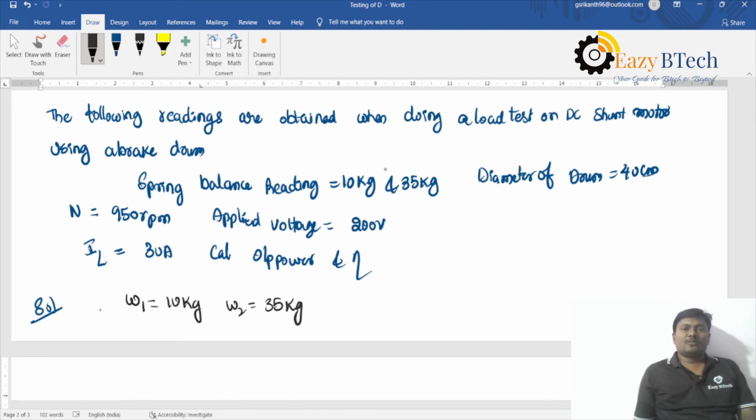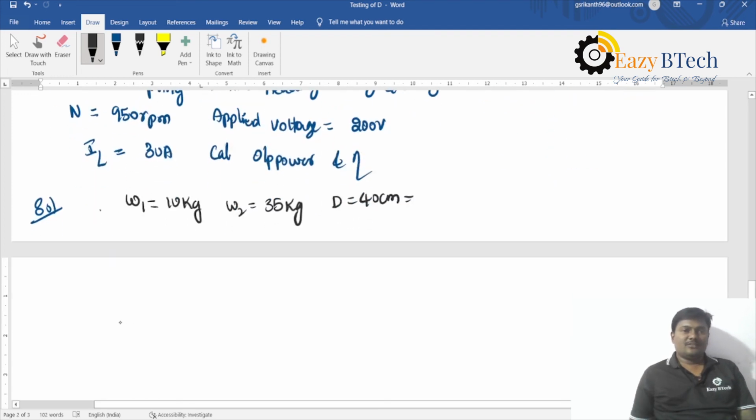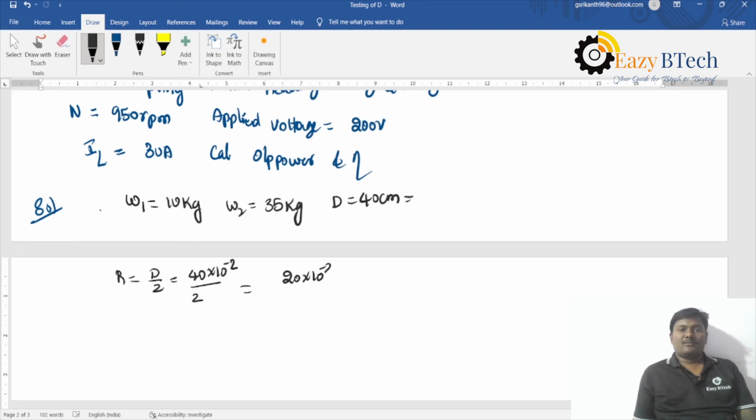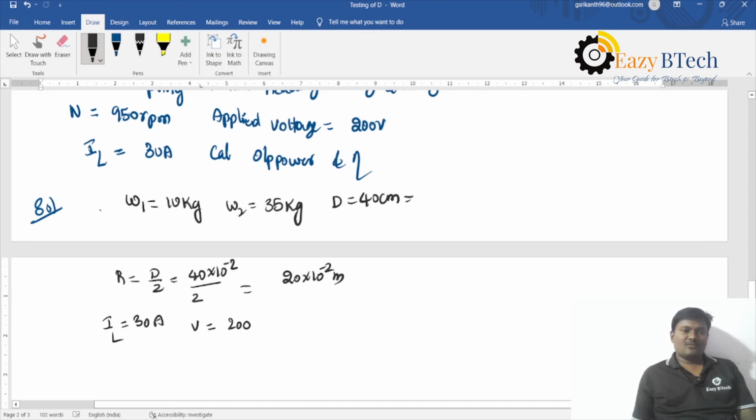W1 is 10 kg, W2 is 35 kg. Means in the previous problem, S1 and S2 and W1 and W2 are the same: S1 is equal to W1, S2 is equal to W2. The notation will be different, that's it. Diameter is given. Most students commit a mistake: instead of substituting the radius, they directly substitute the diameter. But you should calculate the radius: diameter by 2, 40 into 10 to the power of minus 2 by 2, so 20 into 10 to the power of minus 2 meters.